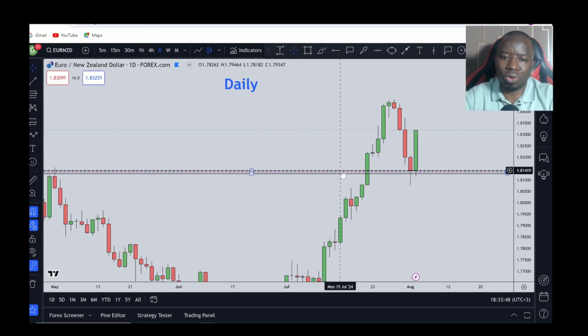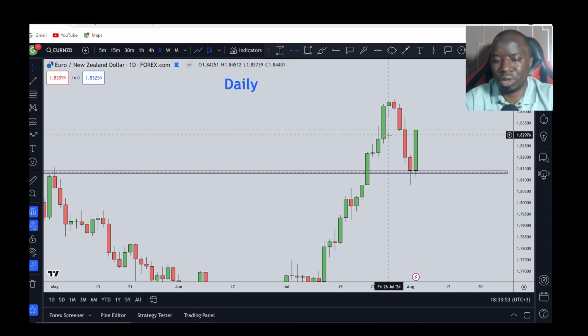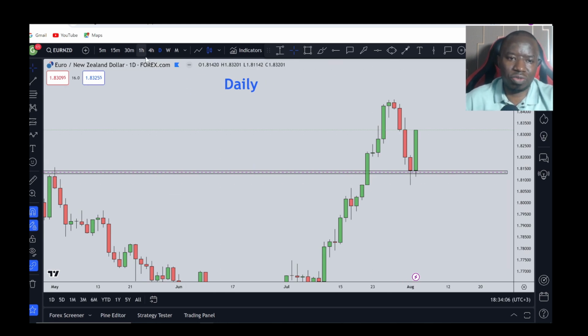And so the next course of action is to drop down to the 4-hour time frame to look out for swing trading opportunities, and maybe down lower to the 1 hour for day trading opportunities, and maybe still even down lower to the 30 minutes and the 15 minutes for quick scalps. But let's drop down to the 4-hour time frame to see just a little bit.